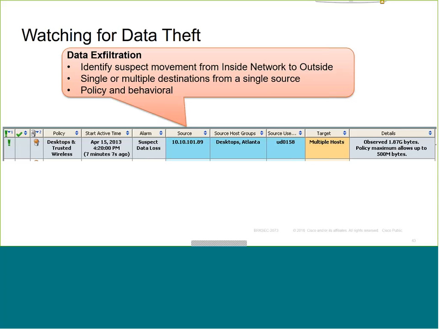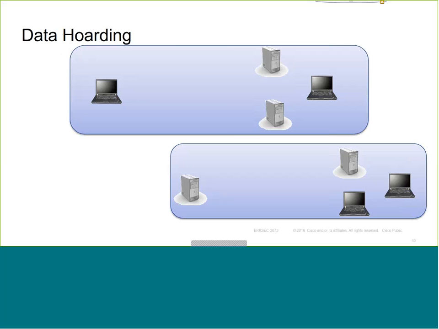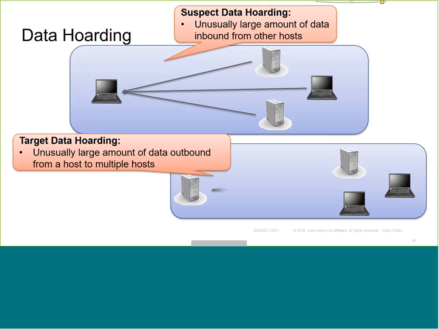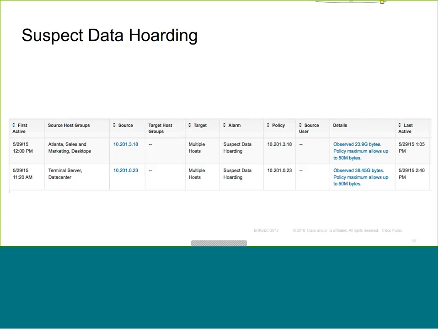You can also set hard policies. So you can say, actually, if any of these particular devices in this host group or host groups ever connect to any devices or to the internet or to any other host groups, then that in itself is a breach of policy and needs to generate an alarm. And we have similar for data hoarding, target data hoarding or suspect data hoarding, essentially where we're collecting it in or sending it out. And again, these will generate alarms that you can drill down through.